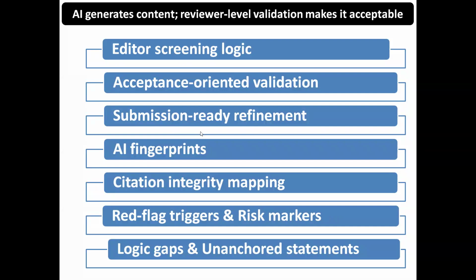Okay, so that particular part we will also see, by which way we have to make our content editor ready, or submission ready, or journal ready. And it is possible only if we remove AI fingerprints. So we will directly come to that particular part. It is possible with manual intervention. It is possible with manual analysis of the content. So we will discuss that particular part.